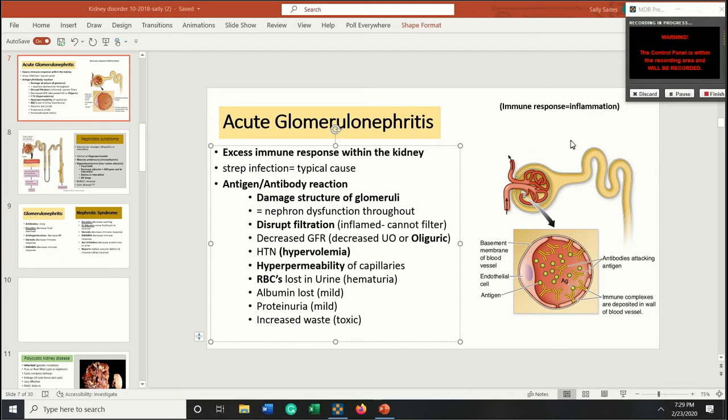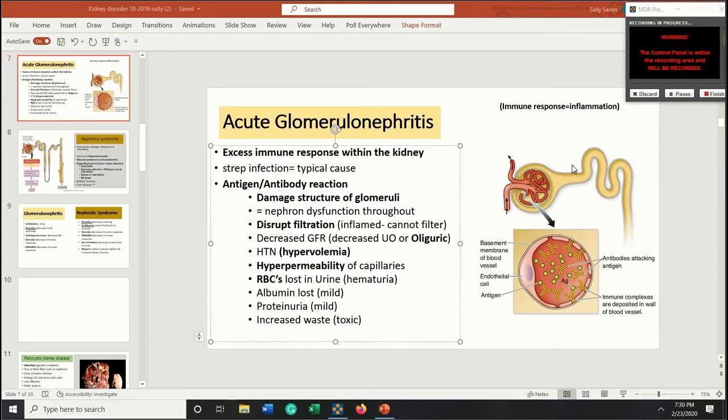Again, because it can be caused by a strep infection, typically we're going to have inflammation in there as well. And so we have some damage to the glomeruli and the nephrons, and we have inflammation. And so it's really hard to filter our fluid and our urine down and out of our bodies when we have this damage and decreased filtration. This usually is shown by a decrease in glomerular filtration rate, and we can have decreased urine output, or we can have oliguric or anuric, which is no urine output at all.